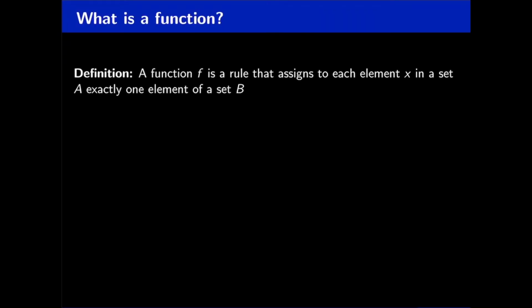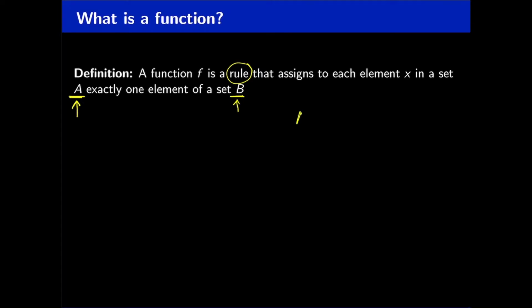What is a function? A function is a rule or a relationship between two sets, the set A and set B, and this relationship follows a rule, and this rule is that each element of the set A can only be assigned to one element of the set B.